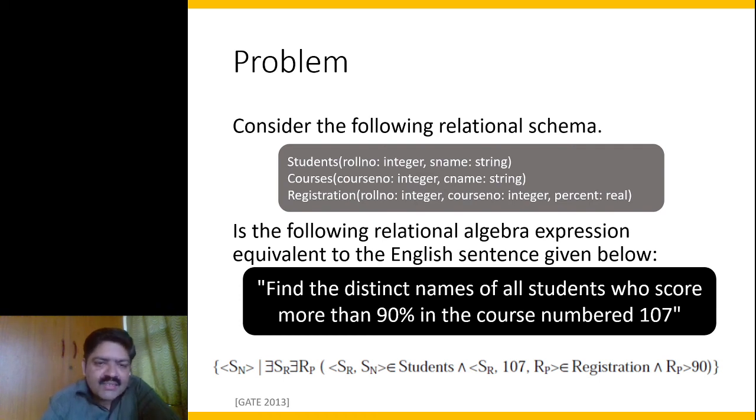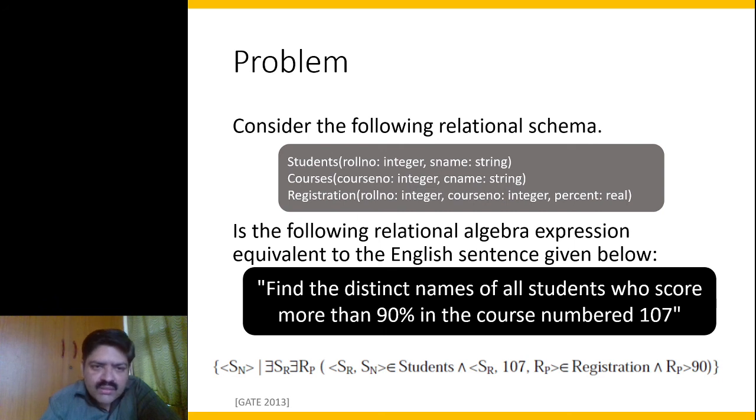Now, the way to read this is by mapping these tuples to the schema that you have. We know the students schema has roll number and student name. So the order is important here. I have roll number first and then the student name. So SR refers to roll number and SN refers to the student name. So I have roll number and name captured in two variables SR and SN. Now SR, SN belongs to students.